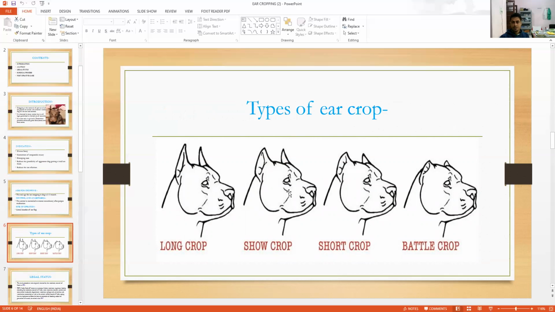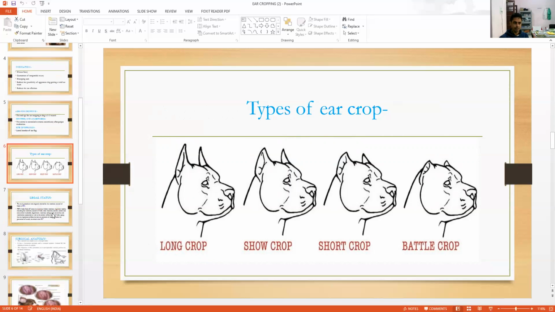These are some types of ear crop. This is the long ear crop. This is the show crop. This is the short ear crop. This is the battle crop. The important ones are the long crop, show crop, short crop, and battle crop. These types of cropping are noticed and used to be performed.